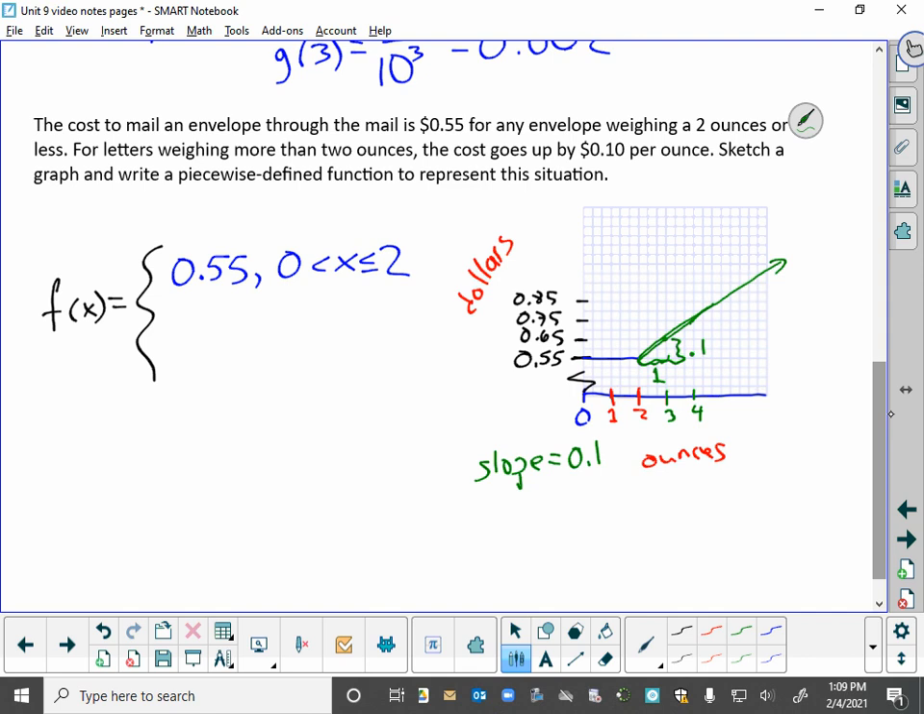And so using my y minus y1 formula, I can say y minus y1 is equal to 0.1 times (x minus x1). And I need to just pick a point. I can pick this point. This is the point (2, 0.55). So when the x is 2, I can just put those points in, the x1 as 2 and the y1 as 0.55. So y minus 55 cents is equal to 0.1 times (x minus 2).